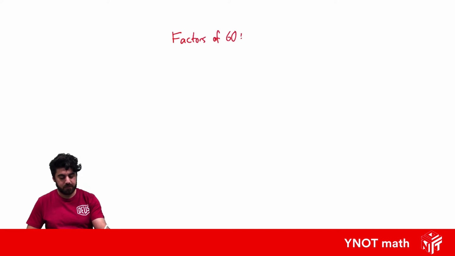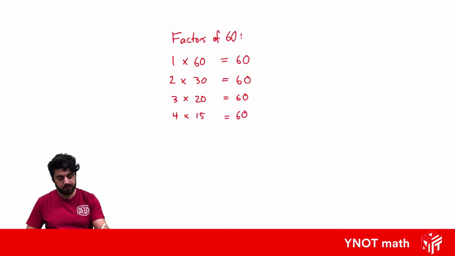And let's list them as follows. So let's look at 1 times 60 equaling 60. So we know that 1 is a factor of 60 as well as 60. 2 times 30 also equals 60. 3 times 20 equals 60. 4 times 15 equals 60. 5 times 12 equals 60.